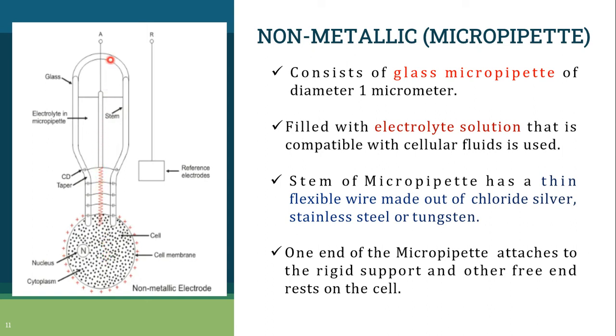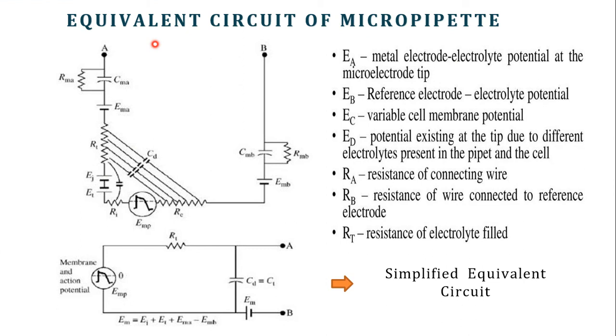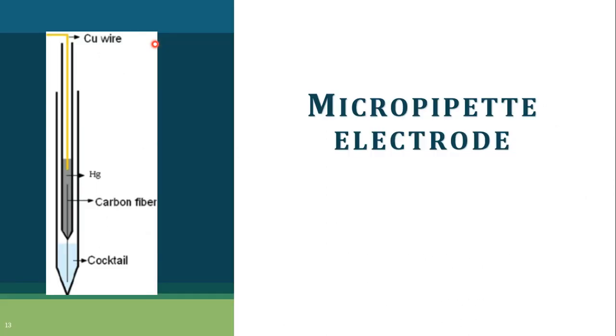One end of the pipette is attached to the potential which is taken as A, and the reference electrode outside the cell is taken as R. The difference between these two potentials gives us the non-metallic or micropipette biopotential. This is the equivalent circuit for the micropipette, and this is how a real-time micropipette looks.